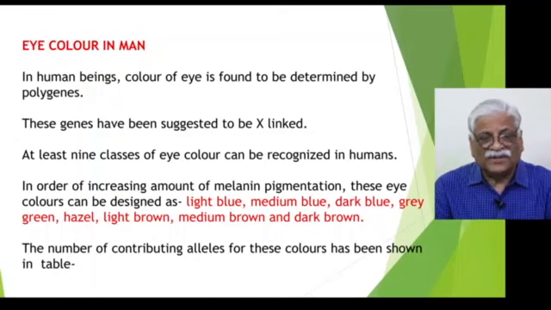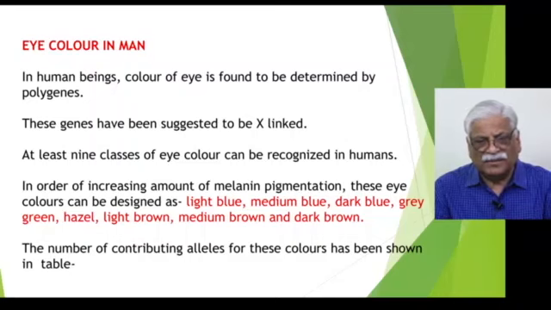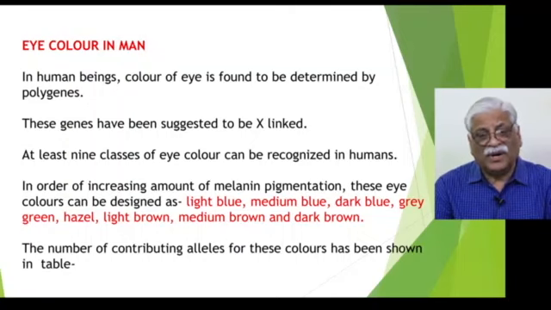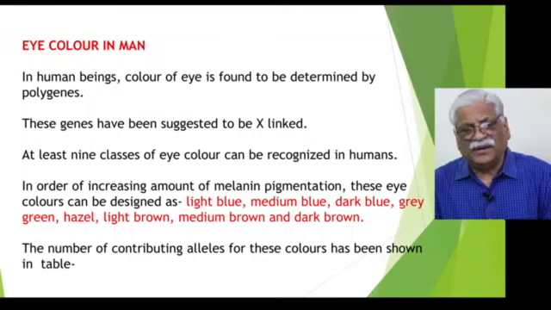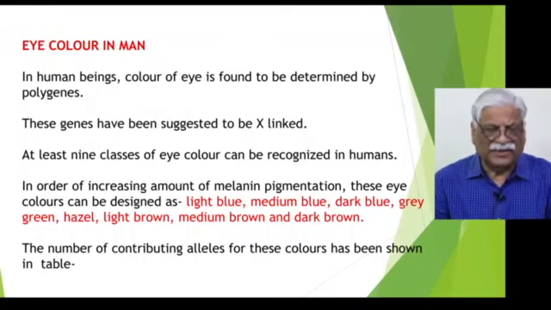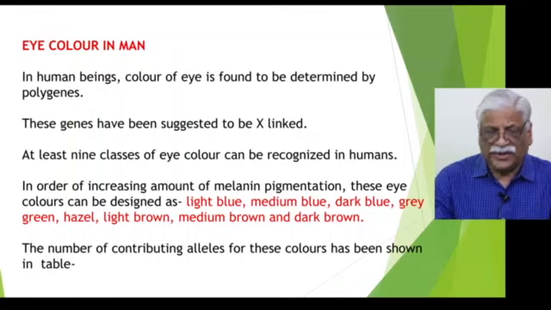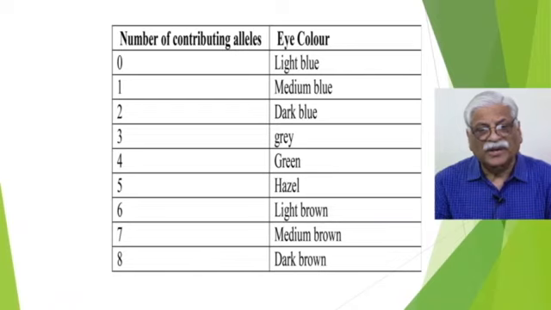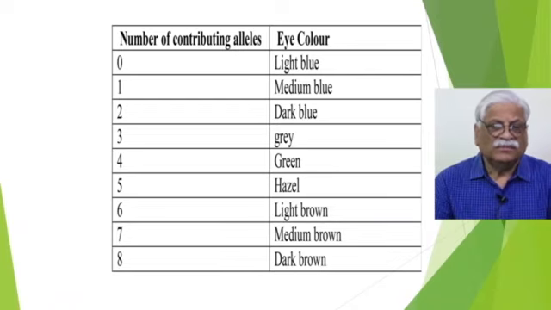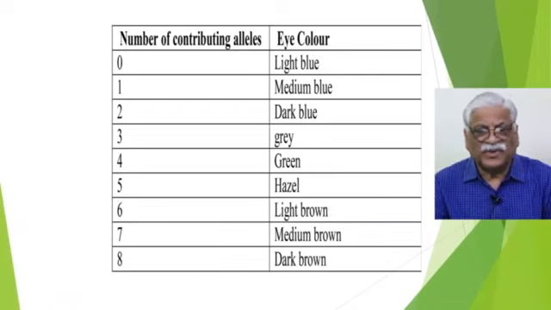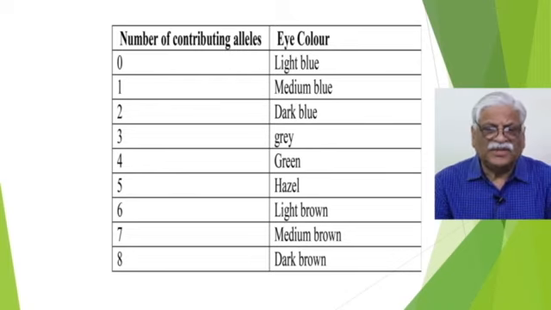In order of increasing amount of melanin pigmentation, these eye colors can be defined as light blue, medium blue, dark blue, gray, green, hazel, light brown, medium brown and dark brown. So many colors, about 9 different types of colors are possible in the eye, and the number of contributing alleles for these colors has been shown in the table here. If you see the light blue color, only a single gene is present. Medium blue, again a single gene is present.